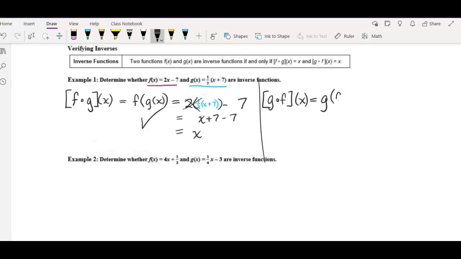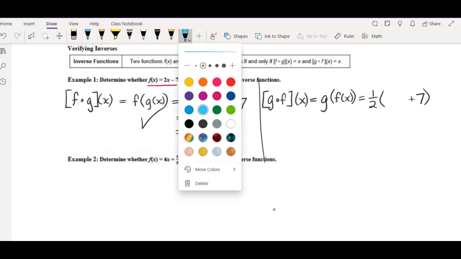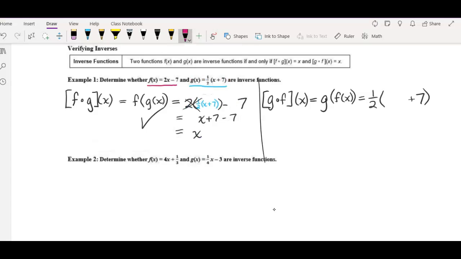Let's go next and try to figure out g of f of x, which is just g of f of x. Now I'm going to start with the g function, 1/2 x plus 7. I'm going to erase x, and I'm going to put in what x equals. In this case, x equals f of x. So 2x minus 7. Okay, now we're ready to simplify. I'm going to work inside the parentheses first. So 1/2 times 2x minus 7 plus 7, those are like terms and they cancel. Half of 2x, the 2's cancel, and I'm left with x. Therefore, these two functions are inverses of one another.